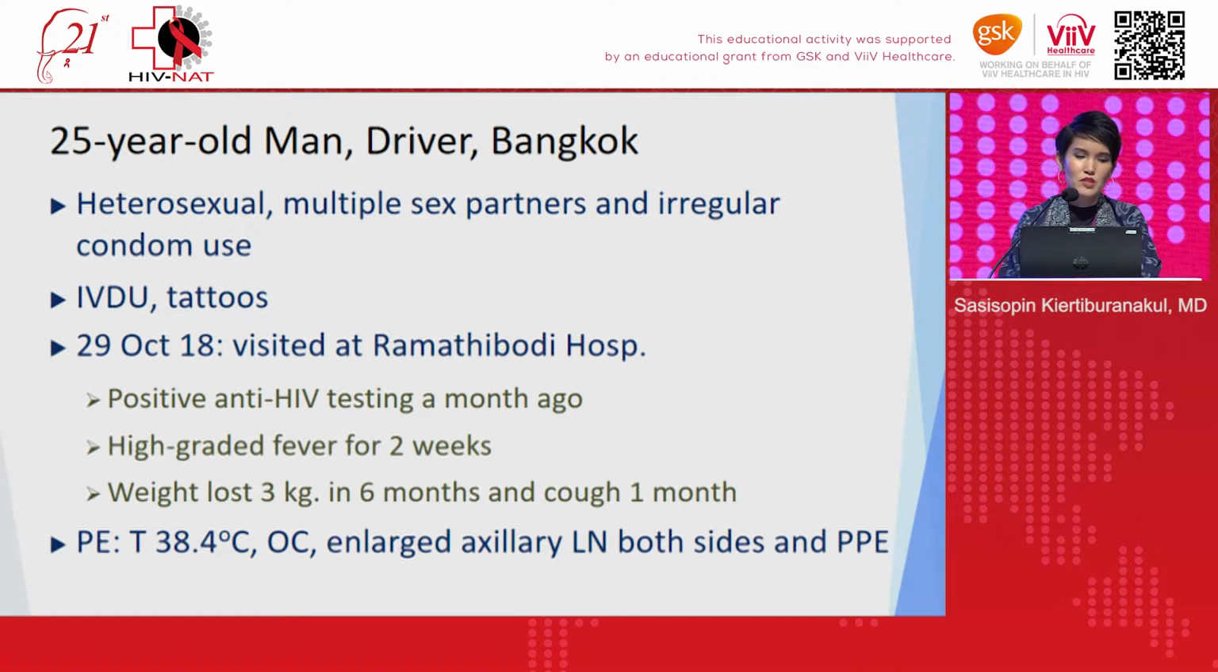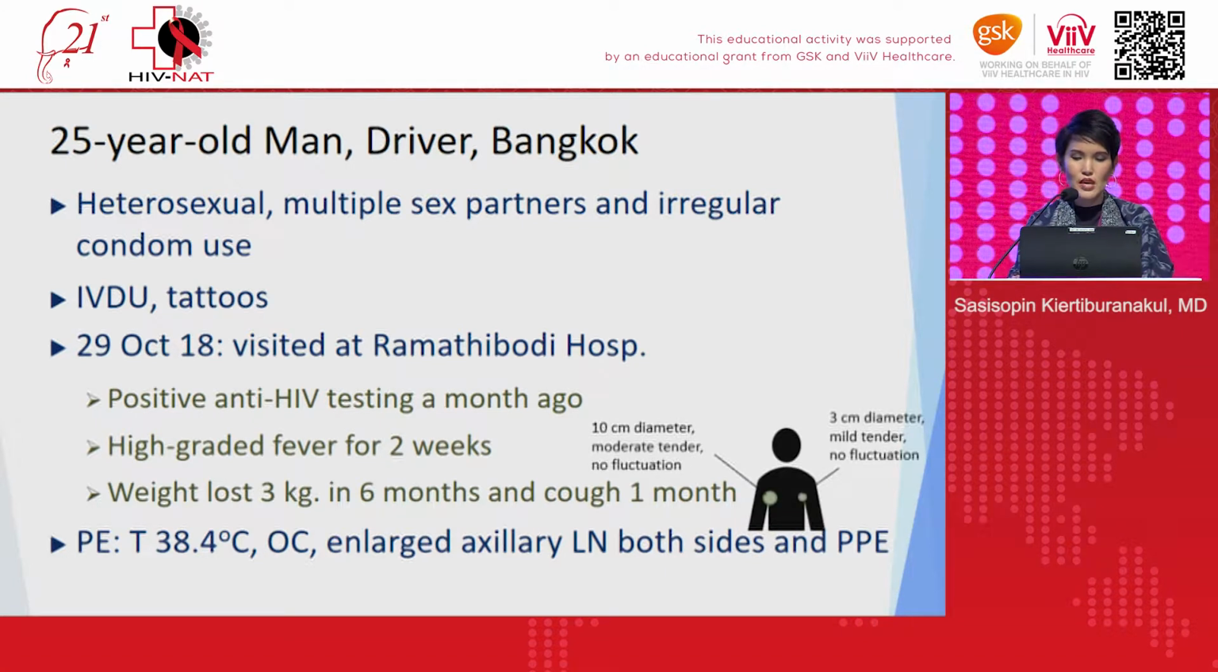And at that time, he also had high-grade fever for 2 weeks, weight loss of 3 kilograms in 6 months, and cough for 1 month. The physical examination showed high-grade fever, oral candidiasis, enlarged axillary lymph nodes on both sides, and also pruritic papular eruption. You can see on the right side the lymph node is about 10 centimeters in diameter, and the other one is 3 centimeters.